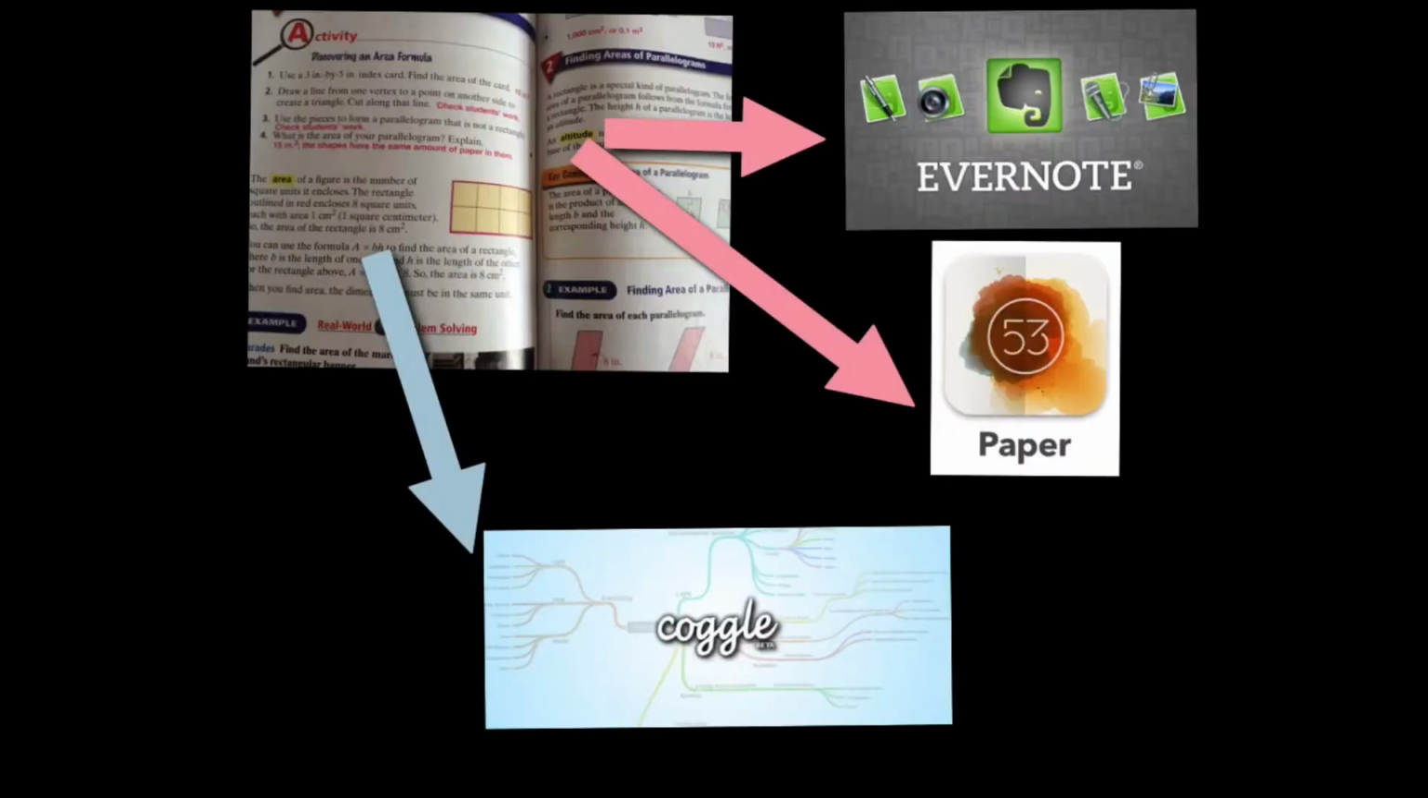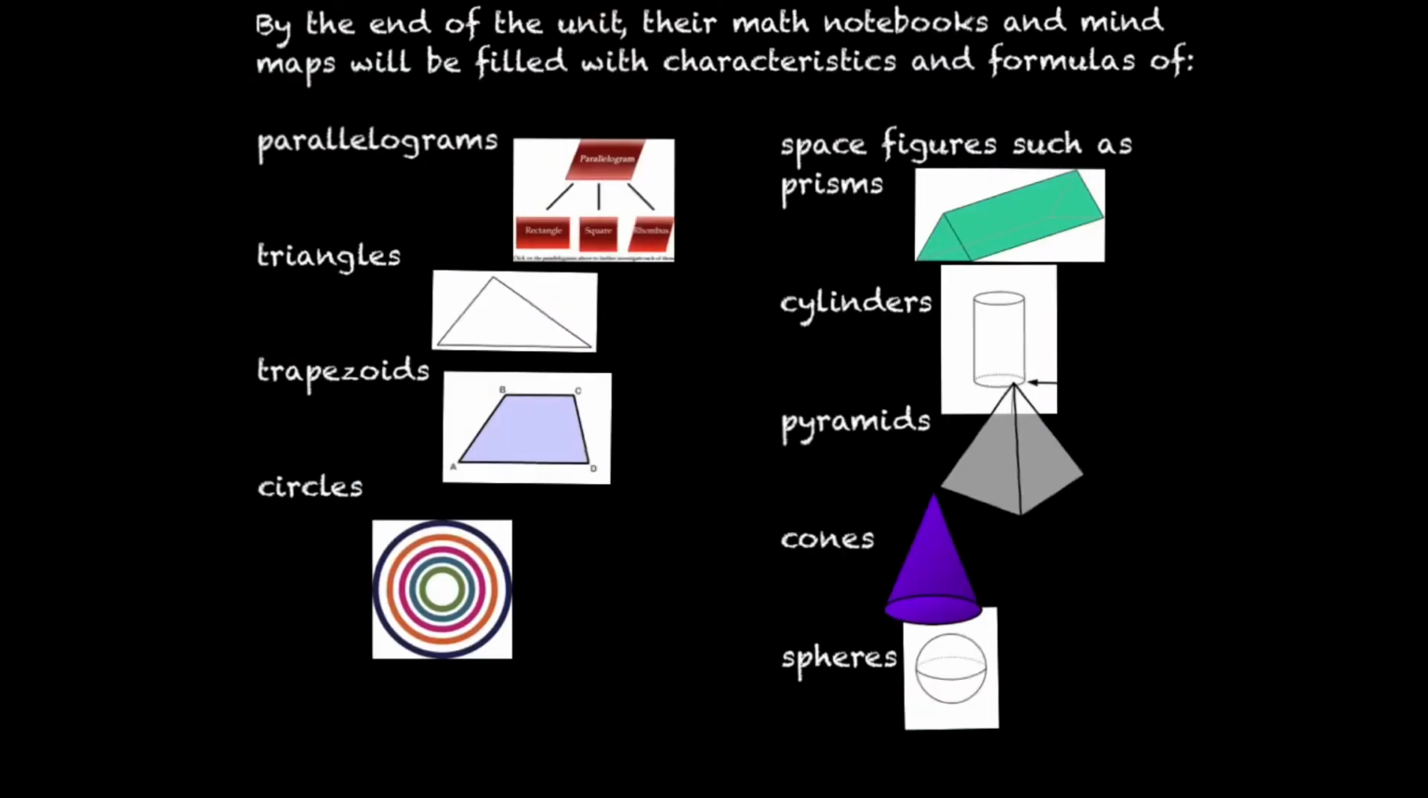Each day, students will write the yellow highlighted terms from their math book in their math notebooks, which are either in Evernote or Paper 53. And whatever formulas are in the chapter, they will write in their mind map in Coggle. By the end of this unit, their math notebooks and mind maps will be filled with characteristics and formulas of parallelograms, triangles, trapezoids, circles, and space figures such as prisms, cylinders, pyramids, cones, and spheres.